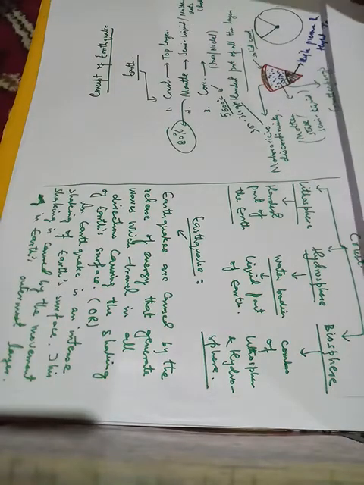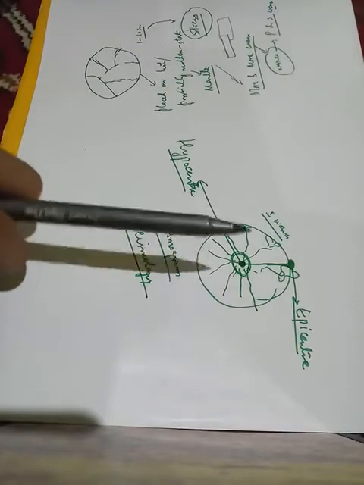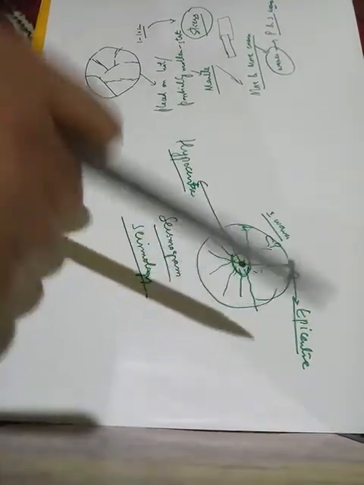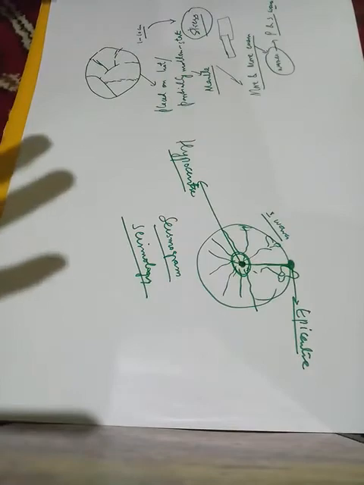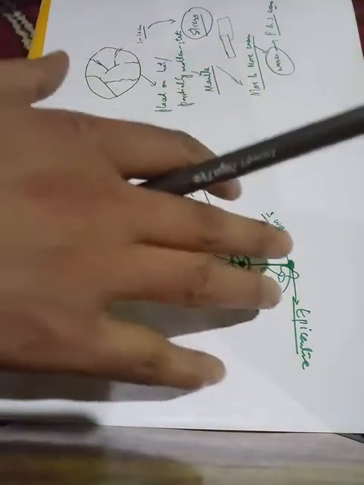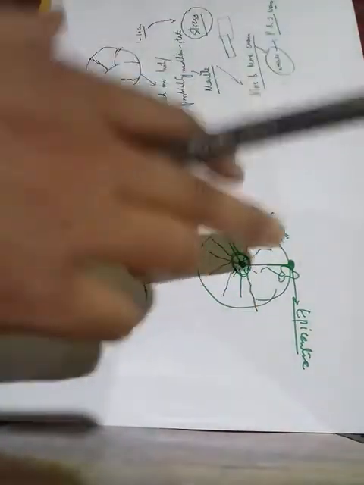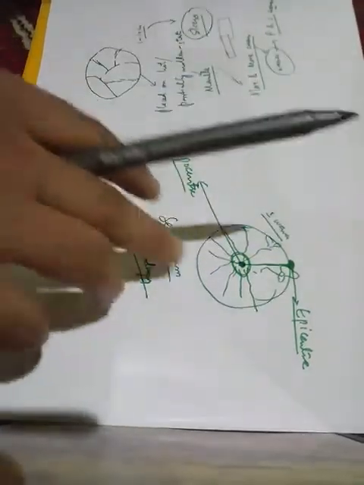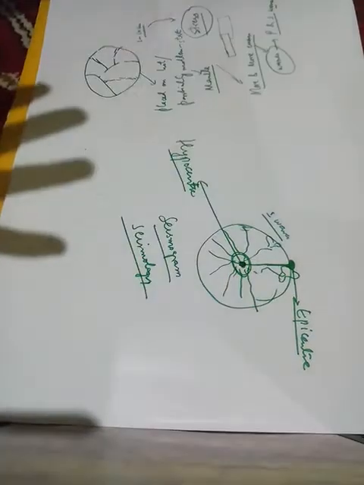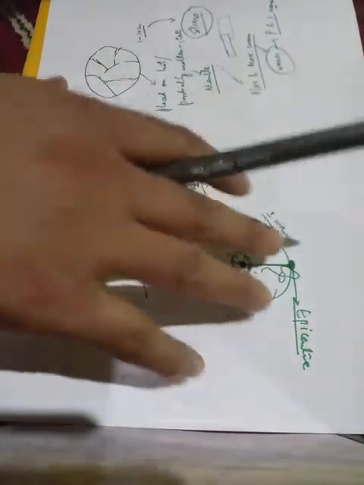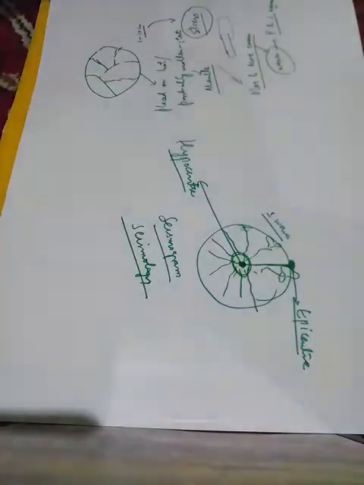Okay, so what is hypocenter? Hypocenter is the center at which the earthquake occurs inside the earth. What is the epicenter? It is the point on the surface of the earth, exactly above the hypocenter. The point above the hypocenter on the surface of earth is simply called as epicenter.